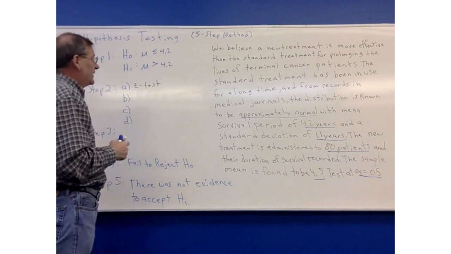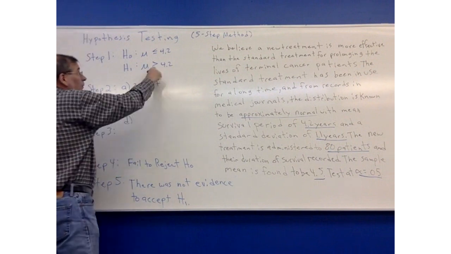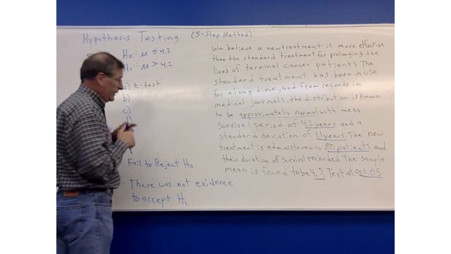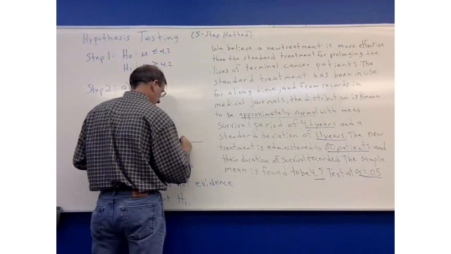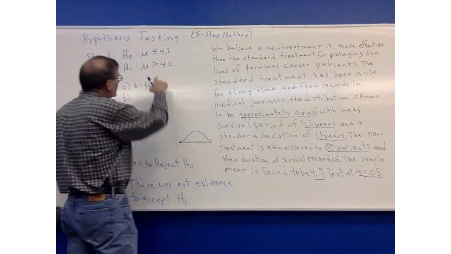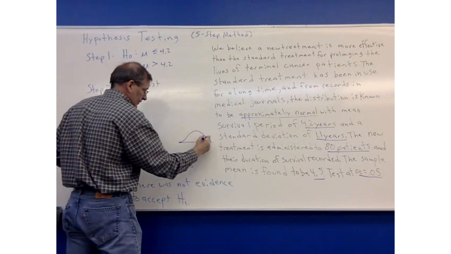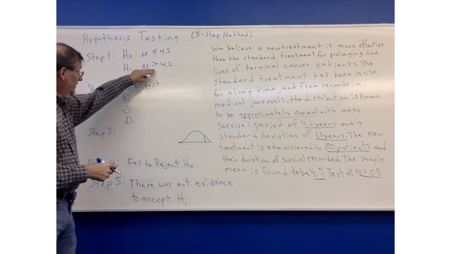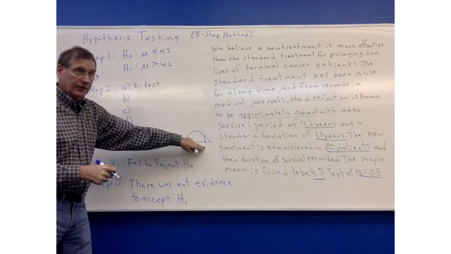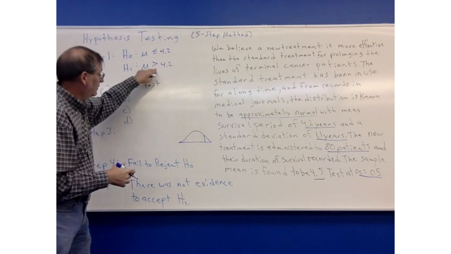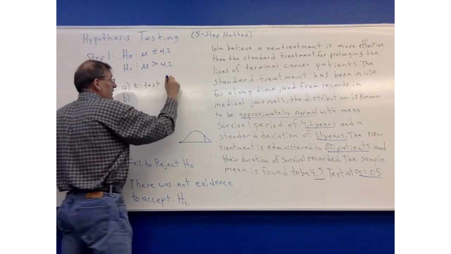Now, how many tails does it have? We're only concerned, and I'm running out of space here. I will put this right here. We're only concerned with the upper tail. The alternate hypothesis will tell you how to draw your normal curve. Draw a normal curve, and we're looking at the upper tail. So this is one tail.